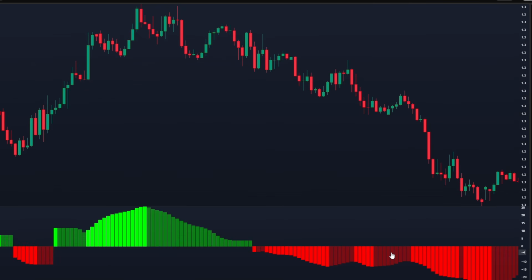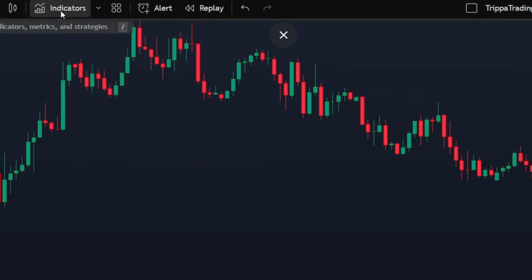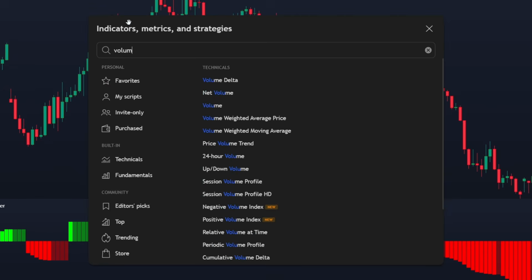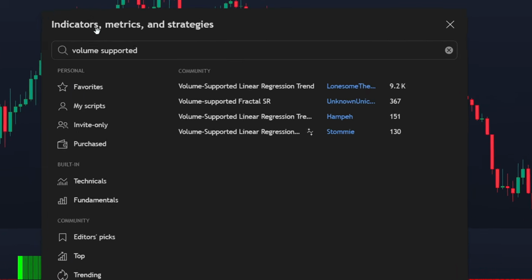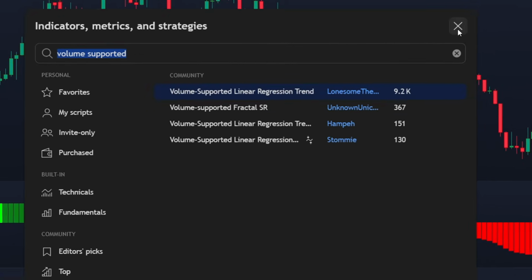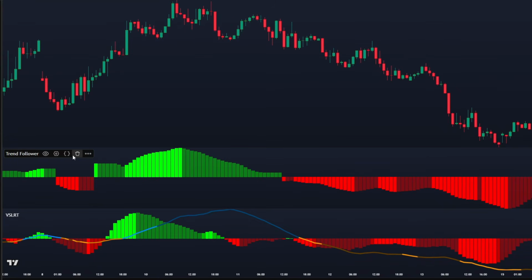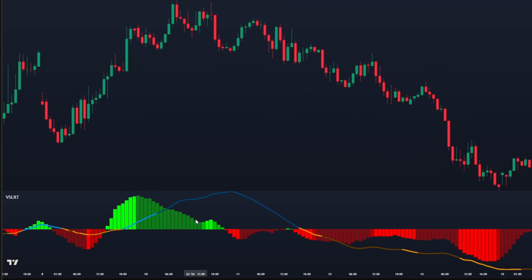Now let's move to the second indicator. Go to Indicators tab again and search for Volume-Supported Linear Regression, again by the same author. Add it. This one is very powerful because it combines price structure with volume, which makes it more reliable. Here you get 2 components.